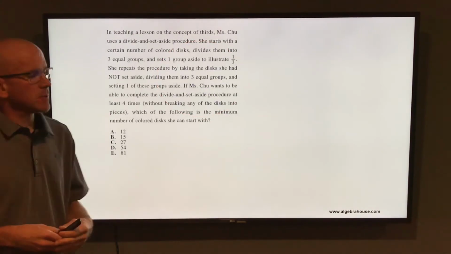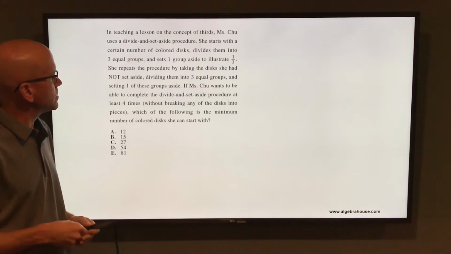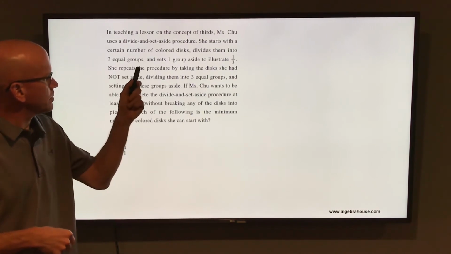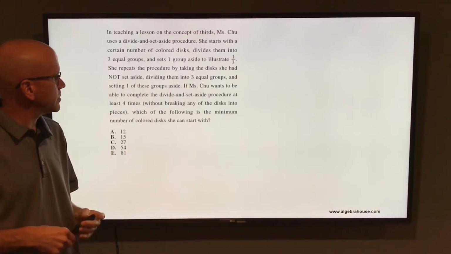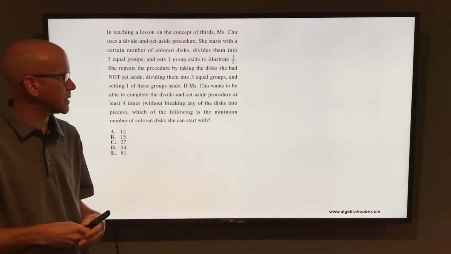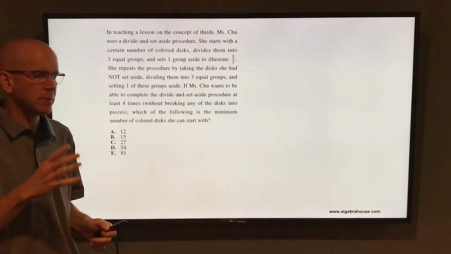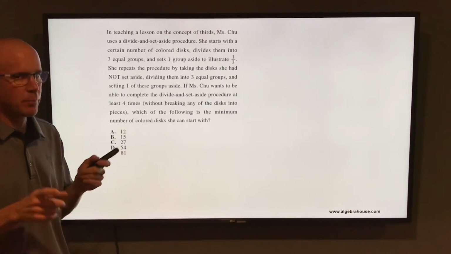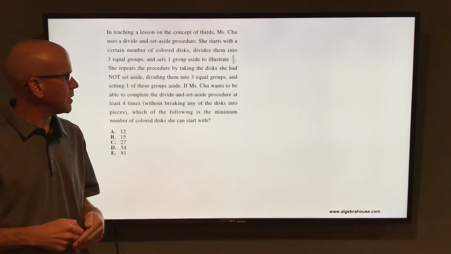In teaching a lesson on the concept of thirds, Miss Chu uses a divide and set aside procedure. She starts with a certain number of colored discs, divides them into 3 equal groups, and sets one group aside to illustrate 1/3. She repeats the procedure by taking the discs she had not set aside, dividing them into 3 equal groups, and setting one of these groups aside. If Ms. Chu wants to be able to complete the divide and set aside procedure at least 4 times without breaking any of the discs, which of the following is the minimum number of colored discs she can start with?